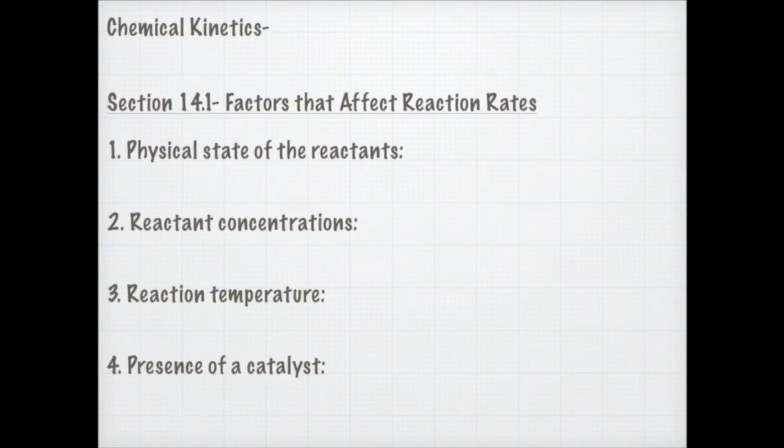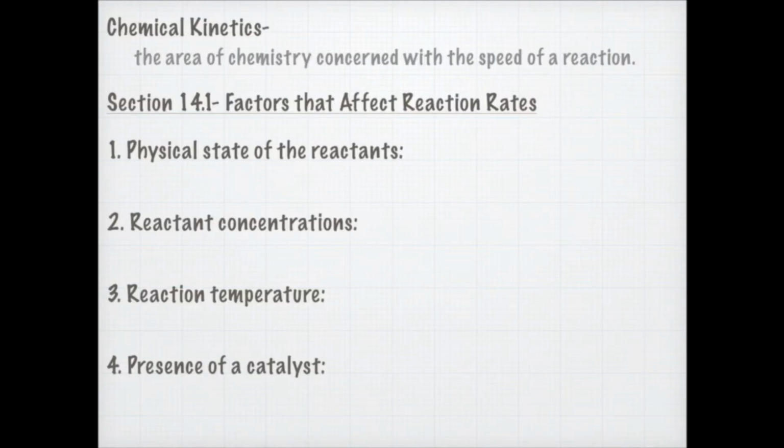So for the next number of lessons, I'm going to be talking about kinetics. Now, chemical kinetics is the area of chemistry in which we're concerned with the speed of a reaction. So up until this point, we've been talking about how much of a product is produced, but what we're now going to talk about is how quickly a reaction occurs. And there are four main factors that affect the speed of a chemical reaction.